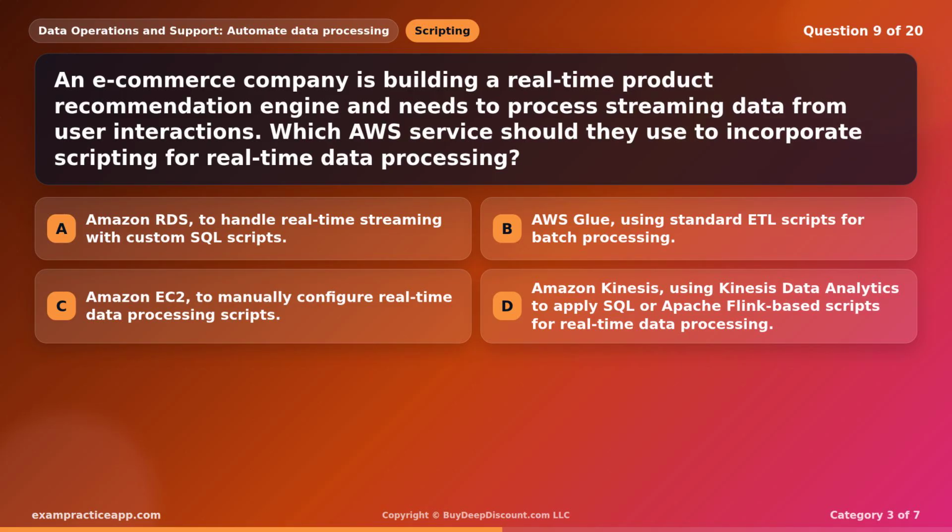The correct answer is option D, Amazon Kinesis, using Kinesis Data Analytics to apply SQL or Apache Flink-based scripts for real-time data processing. Explanation. Amazon Kinesis, particularly Kinesis Data Analytics, is the most suitable AWS service for the e-commerce company. It supports real-time data processing using SQL or Apache Flink-based scripts, which can analyze streaming data from user interactions to power a real-time product recommendation engine efficiently.